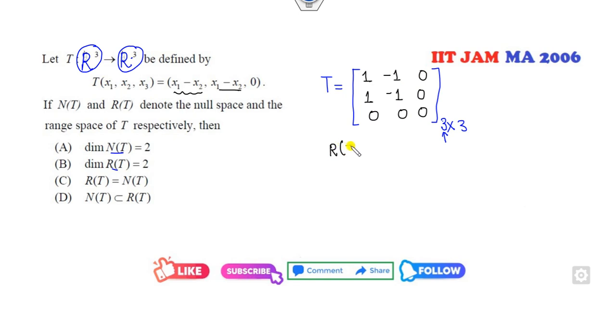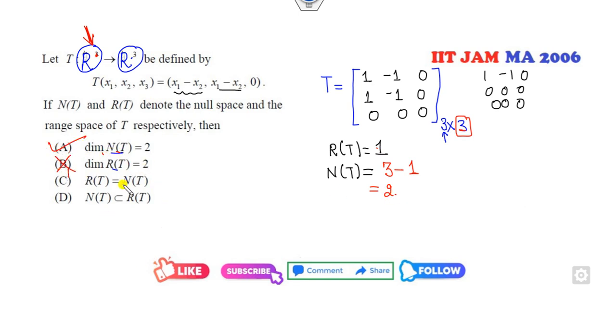Now can you find the rank of this? If you convert it into the row reduced echelon form, it will be 0, 0, 0. So rank will be 1. What is the nullity? Always remember, if you find the nullity, you have to take the number of column vectors minus rank, or you can take the dimension of this. So 3 minus 1 is 2. So the dimension of the nullity is 2. Both are the same, but it is not the same. It is my 2 which is a subset of 1. It is not possible. A is the right answer.